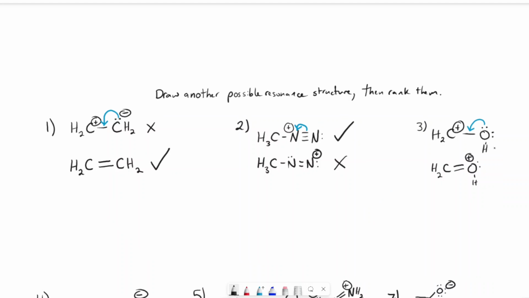In order to rank them, we will need to again check the octet. For this first one, we see that we have a carbocation. Right away we know it doesn't have its octet. For this next one, we look at the carbon. It has all 4 of its bonds. It's very happy. Oxygen has 3 bonds, which is unusual for it, but it has 2 lone pairs. That makes it happy. Has all 8 of its electrons. It is the most contributing structure.